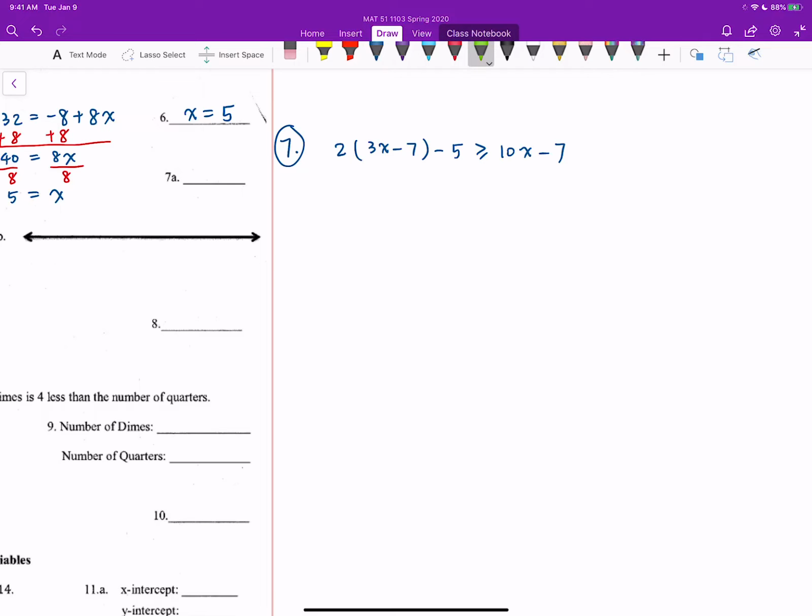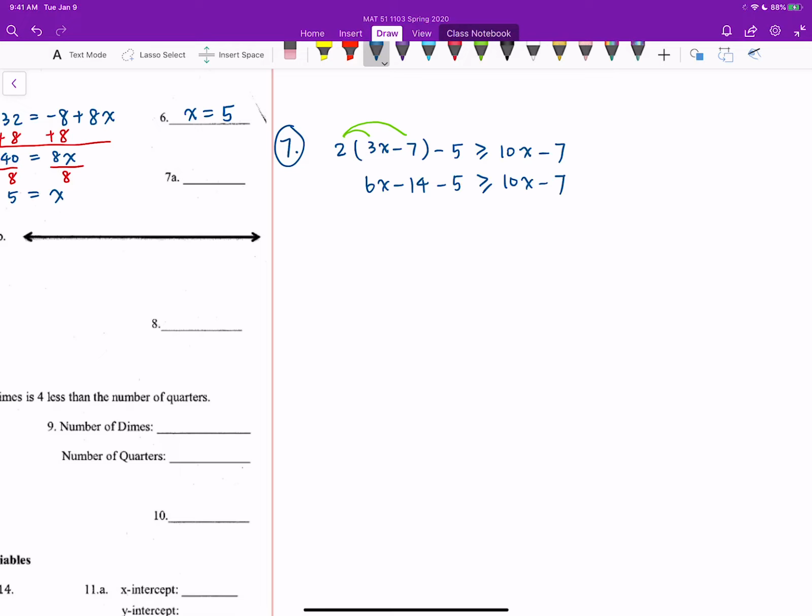Okay. First step, same as solving equations. We're going to distribute to get rid of grouping symbols. There's only one number that we have to distribute on the left hand side. Multiply each of them inside by 2, we obtain 6x minus 14. Copy the rest of the inequality. And now we have the same situation as before.